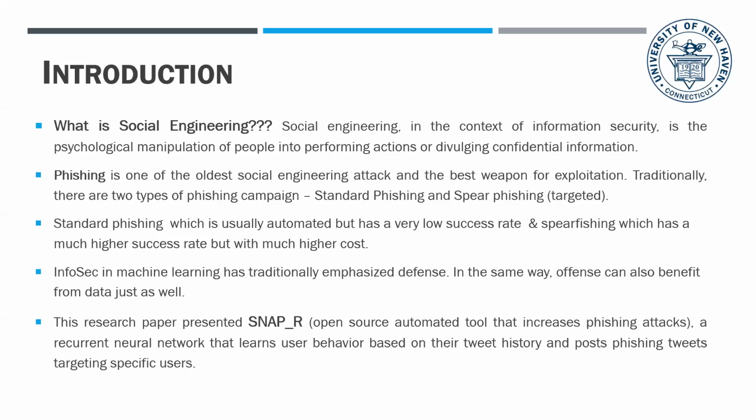Standard phishing is mostly used to take user information, including login credentials and other sensitive information. Whereas spear phishing is a kind of spoofing attack that targets a particular association or individual looking for unauthorized access to sensitive information. Standard phishing is usually automated but has a very low success rate, and spear phishing has a much higher success rate but comes with a much higher cost.